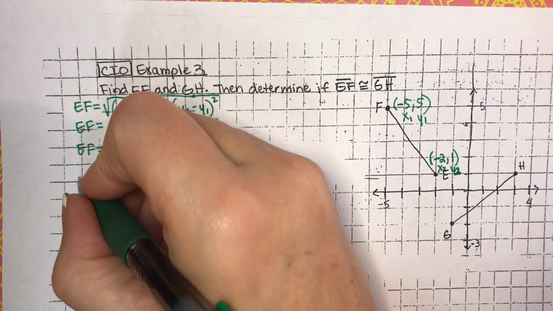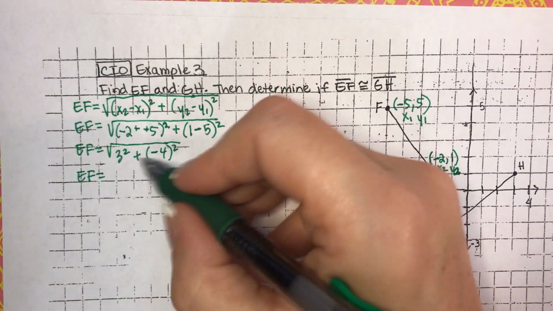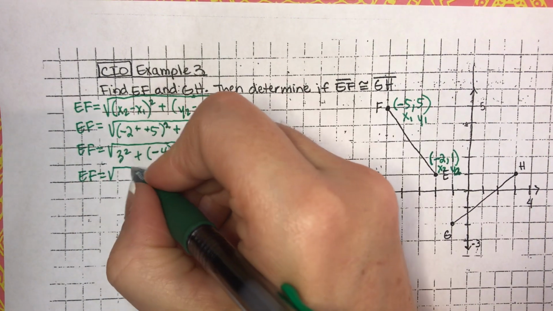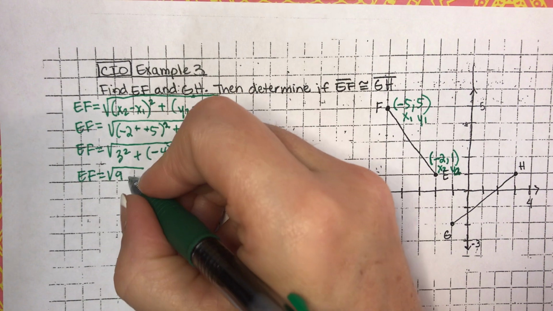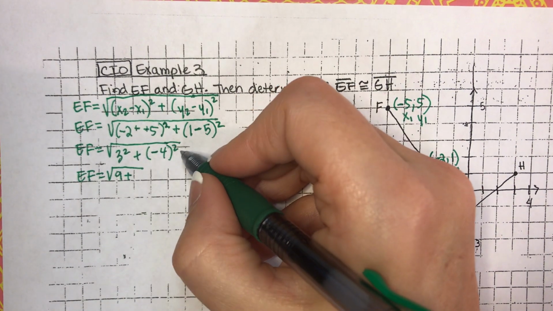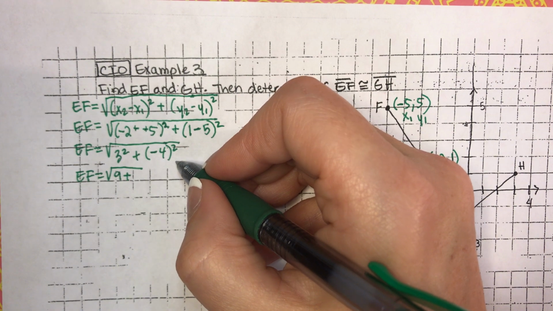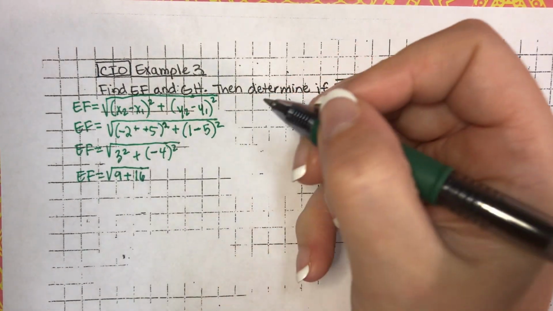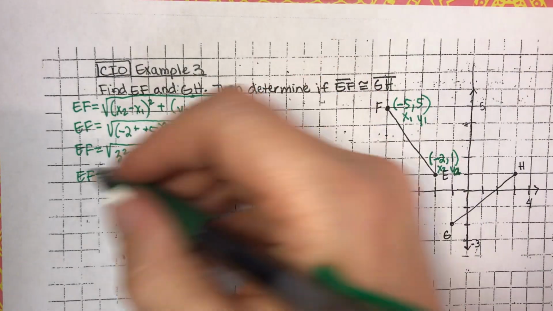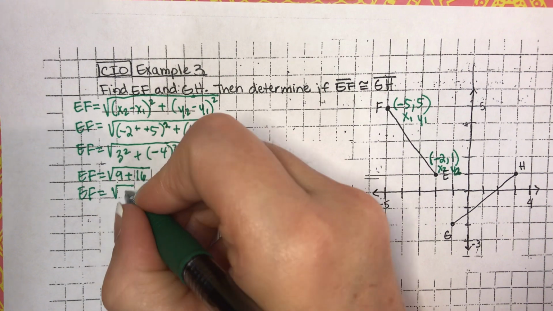Okay, cool. EF equals, let me do the exponents, the square root of 3 squared, which is the same thing as 3 times 3, which is 9, plus negative 4 squared, which is the same thing as negative 4 times negative 4. A negative and a negative is a positive. 4 times 4 is 16. So there we have it. 9 plus 16 means that is the square root of 25.